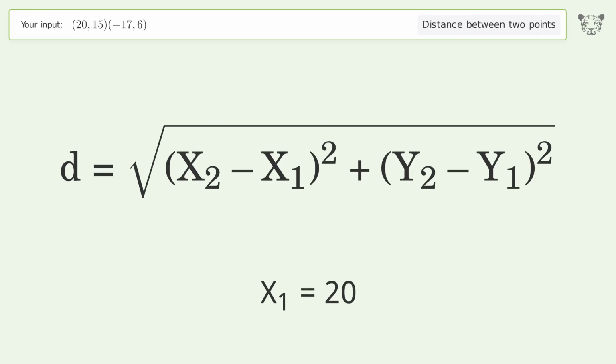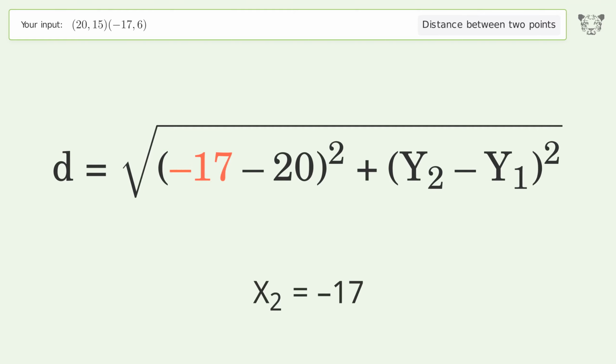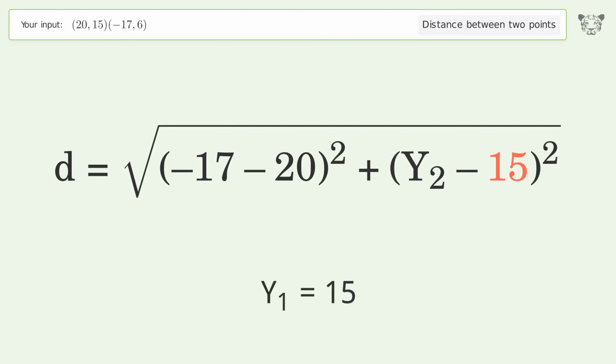x1 equals 20. x2 equals -17. y1 equals 15. y2 equals 6.